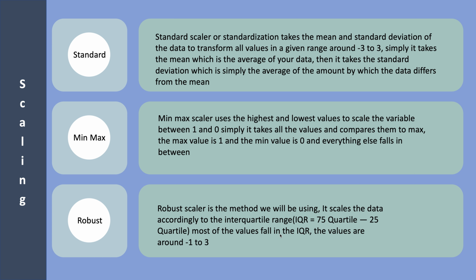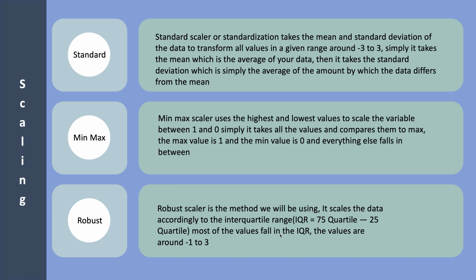Min-max scaler uses the highest and lowest values to scale the variable between 1 and 0. There are no negative values in min-max scaler. The max value is converted to 1 and the min value is converted to 0, and everything else falls in between depending on which it's closer to. This method is even more susceptible to the outlier problem since the highest and lowest values are given a lot of significance in this method.